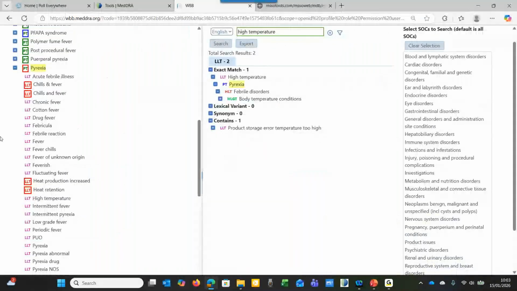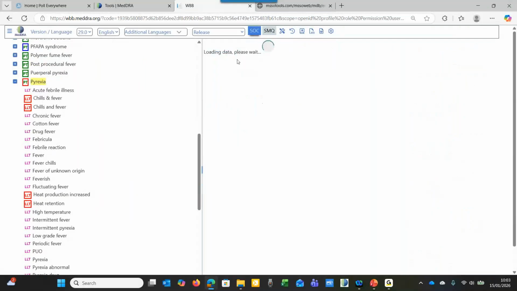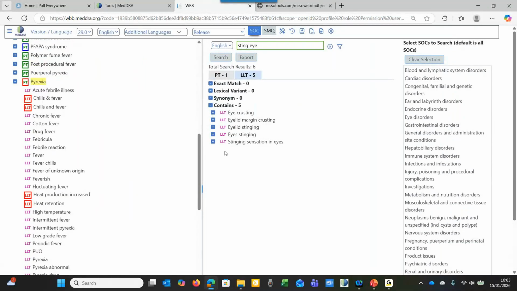The next term we have is stinging sensation in eyes. So sting eye, let's try that. Can we find something? We find an almost identical term, stinging sensation in eyes, with a PT of eye pain. So that seems like an almost exact match. Always try to match with the exact wording if you can.